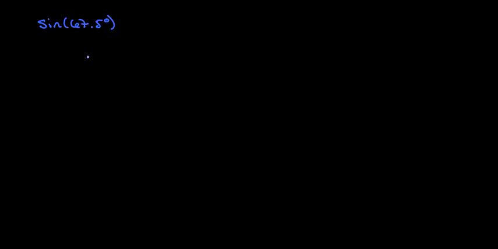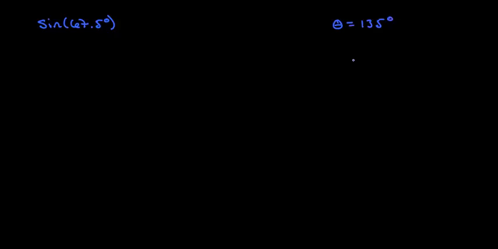To determine the exact value of the sine of 67.5 degrees, we're going to either have to use a double or a half angle identity. So what we're looking for is: is this number twice an angle that we already know, or is this angle half of another angle that we already know? In this case, it turns out to be half.